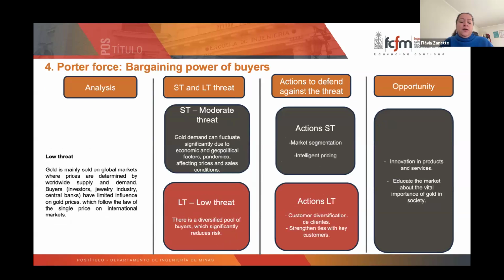The fourth Porter force is bargaining power of buyers. We consider this a low threat. Gold is mainly sold on global markets, where prices are determined by worldwide supply and demand. Buyers could be investors, the jewelry industry, or central banks, who have limited influence on gold prices, which follow the law of a single price in international markets.